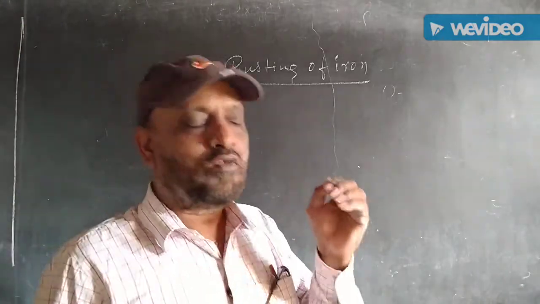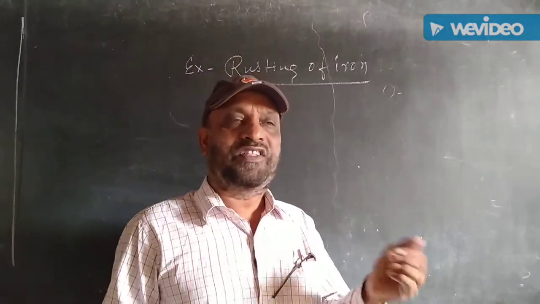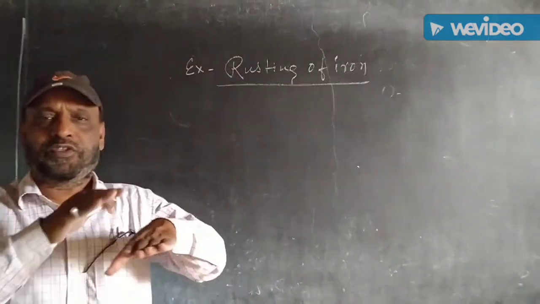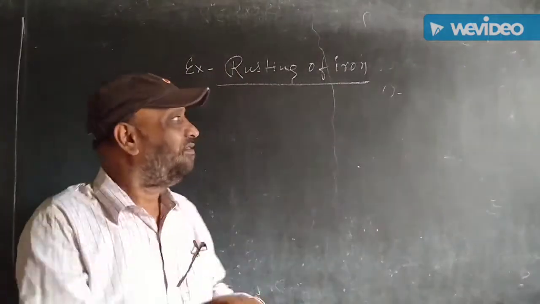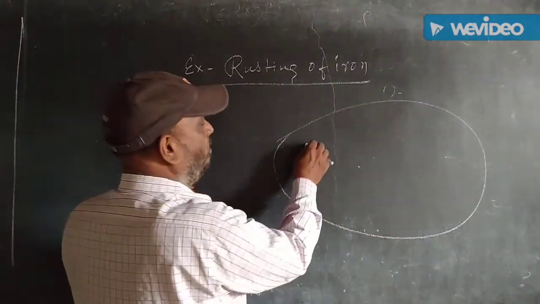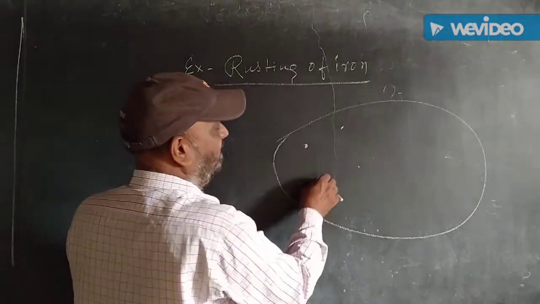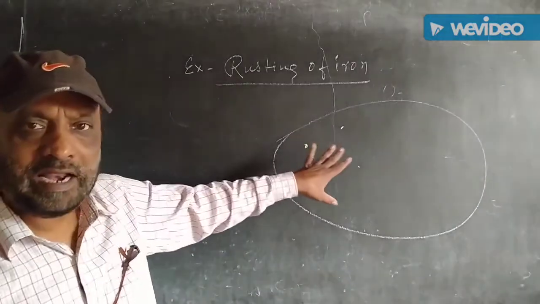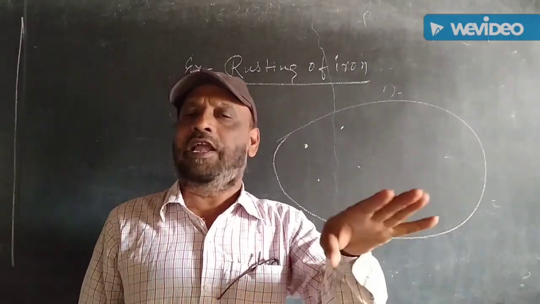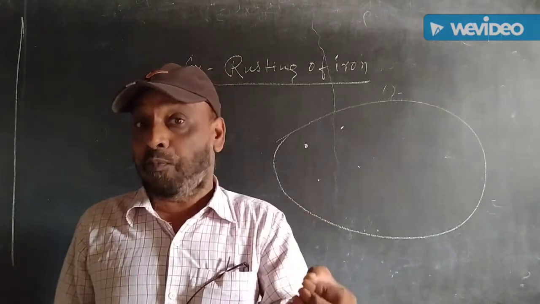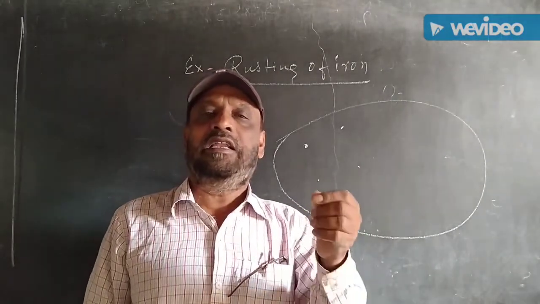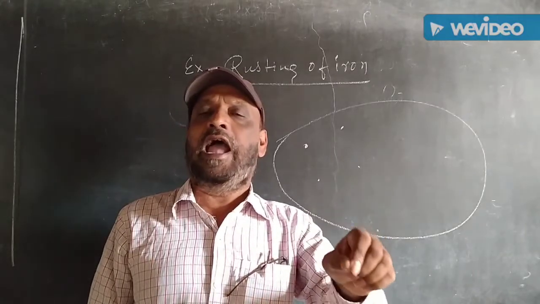Rusting is an electrochemical process. How is it an electrochemical process? In rusting, some spots on iron. Suppose this is an iron sheet. Some spots mean this. Some spots on iron act as anode and oxidation takes place at the anode. Some other spots act as cathode and reduction takes place at the cathode.